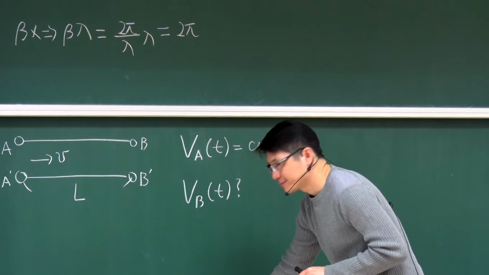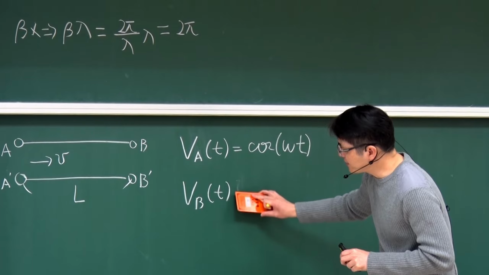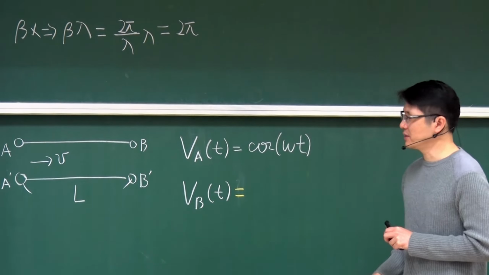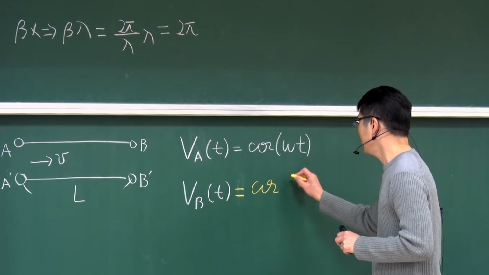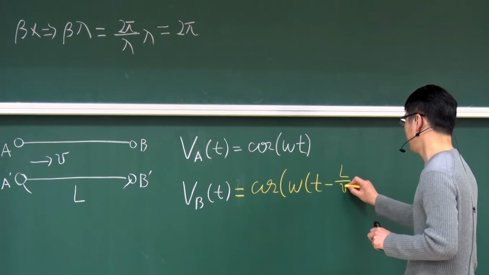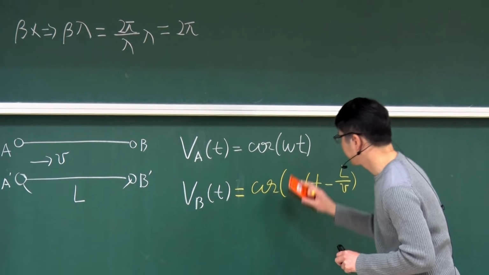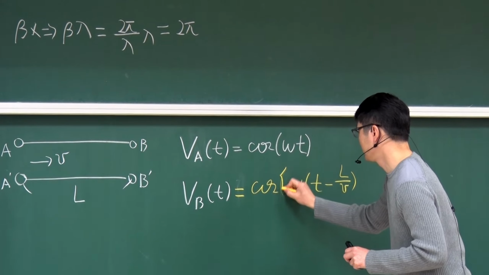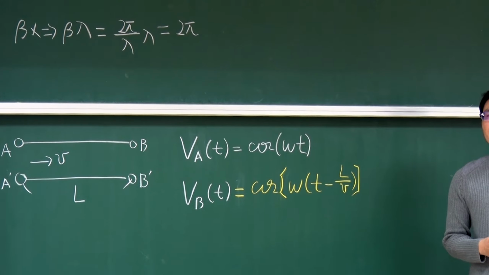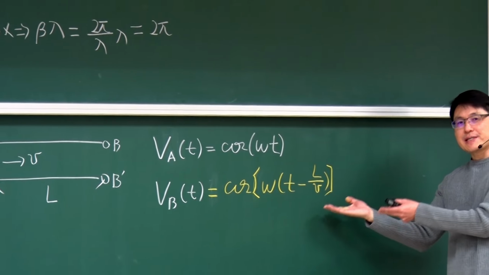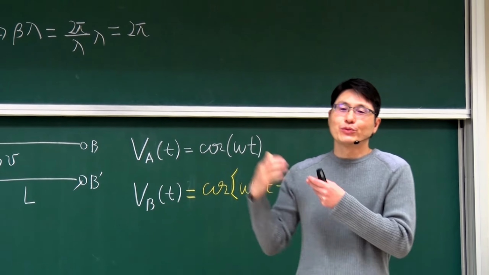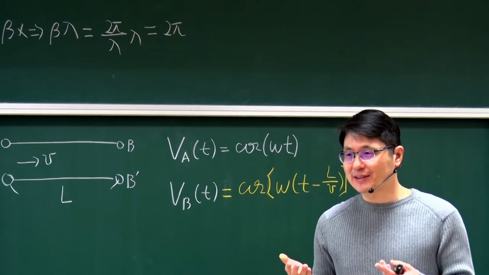So I can erase the question mark, and I can write some equality sign. It should be cosine of omega times t minus L divided by V. Let me use a bracket. A very simple mathematical formulation, but do you agree with me? Or if I didn't write it, were you able to write it down?